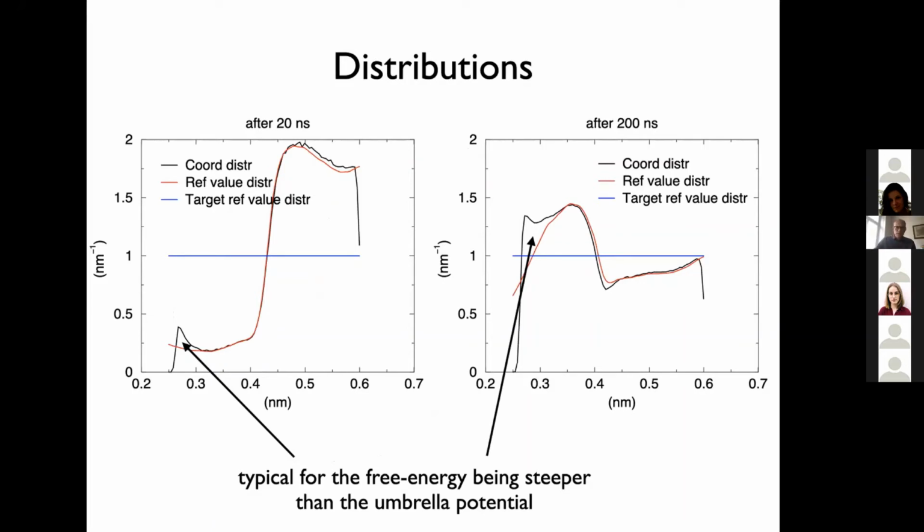So here I think I simulate with a smaller force constant for the umbrella, and then you can see that you get the deviation. So you get the coordinate distribution differs from the reference value distribution because the system can't keep up with the umbrella. So that's quite typical errors that you get.